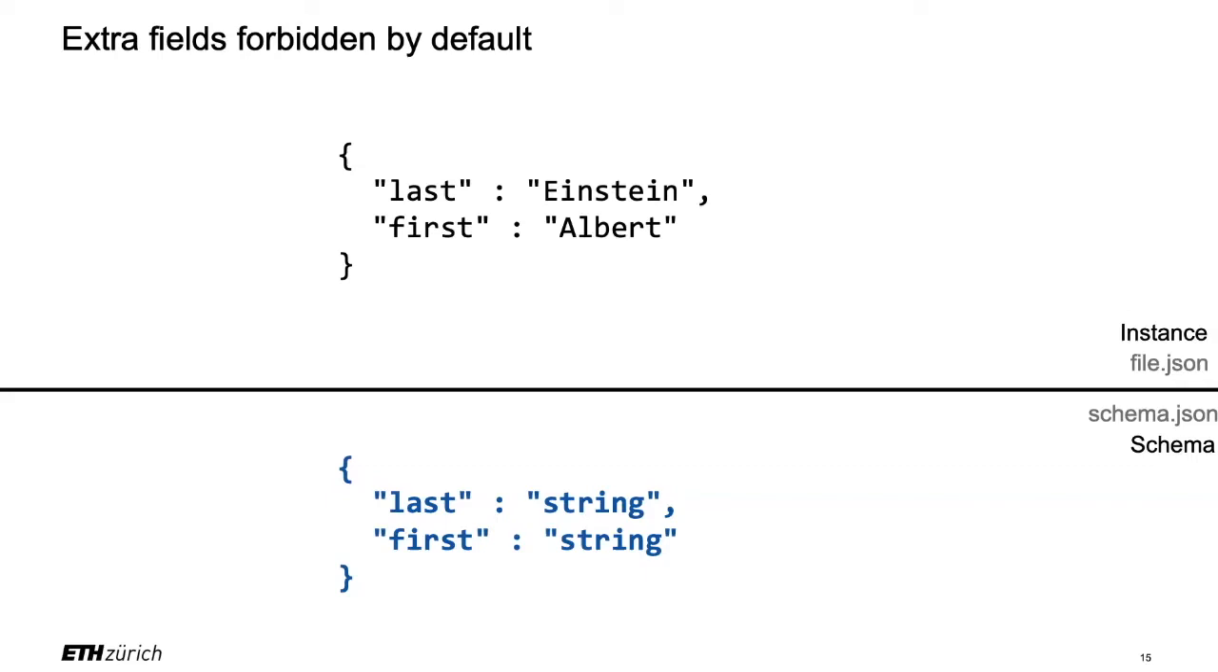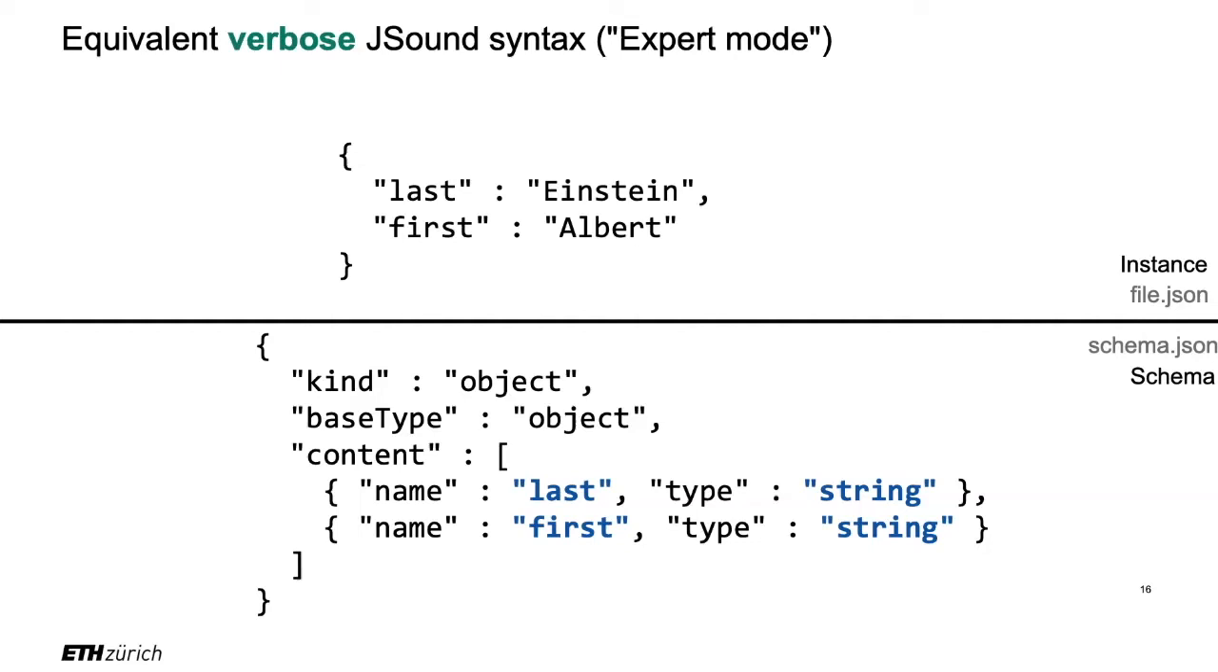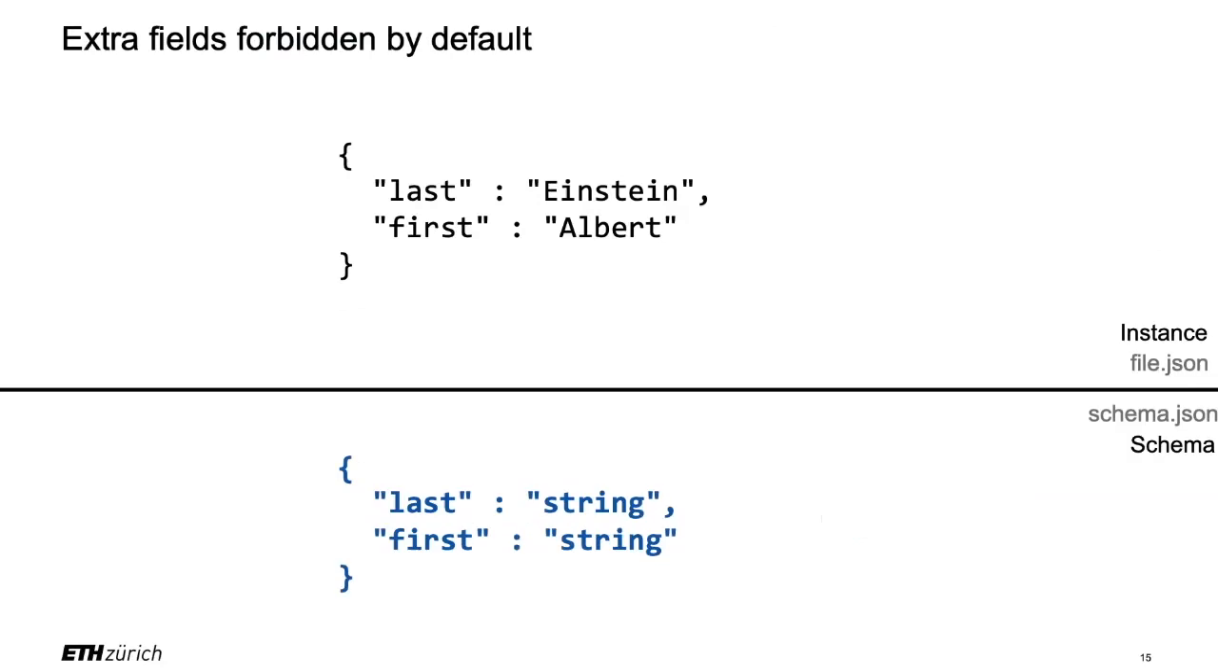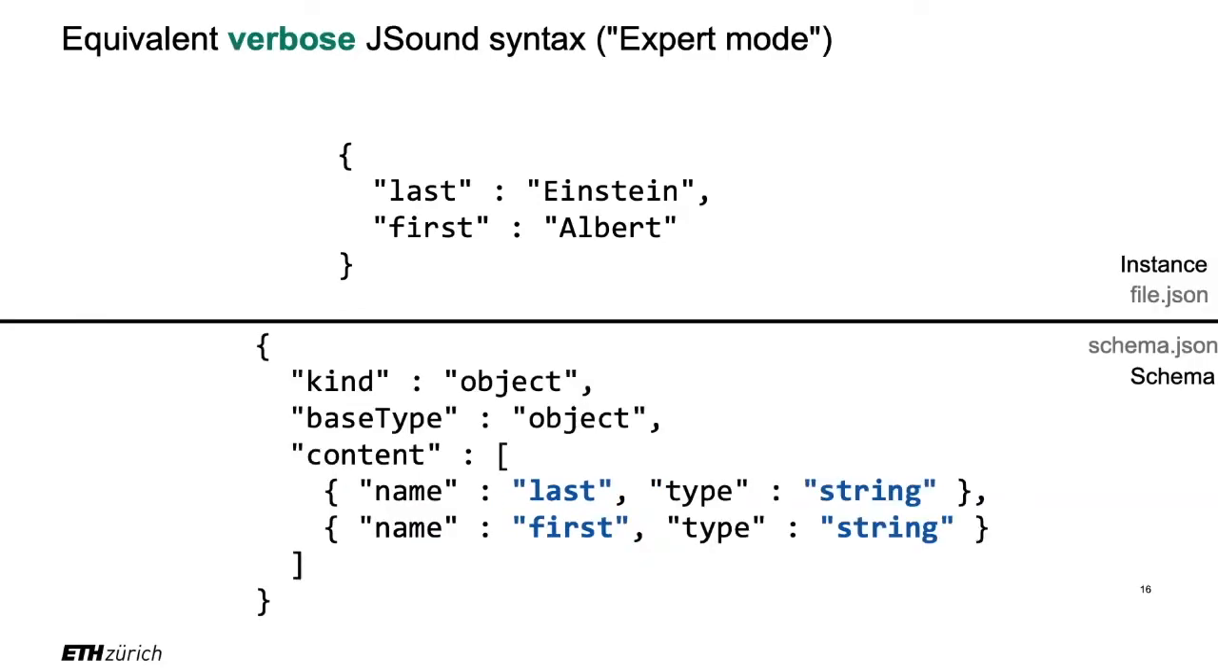So expert mode will be slightly more verbose. This is the alternate syntax that looks like this. Don't be scared. It's just expert mode, right? So as you can see, it says the same thing, but it's just more verbose. So we say the kind is an object, the base type is object, directly derived from the topmost object type. And the content, which here is an array of all the field descriptors. So the first field descriptor says the name of the field must be last and its type must be string. And the second field descriptor says we have a field whose name is first and whose type is string. This and this is the same thing. This is just the basic, compact syntax, and this is the same thing in expert mode.